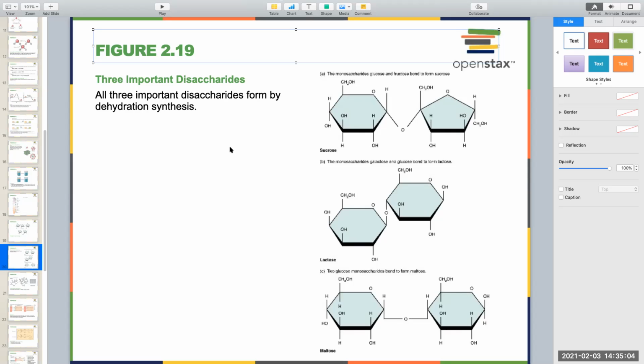Is that vital for us to know? Not necessarily. But what I do want you guys to know is that sucrose, lactose, and maltose are all examples of disaccharides, okay? Meaning that they are two sugars linked together, okay? Again, lactose is found in milk products.